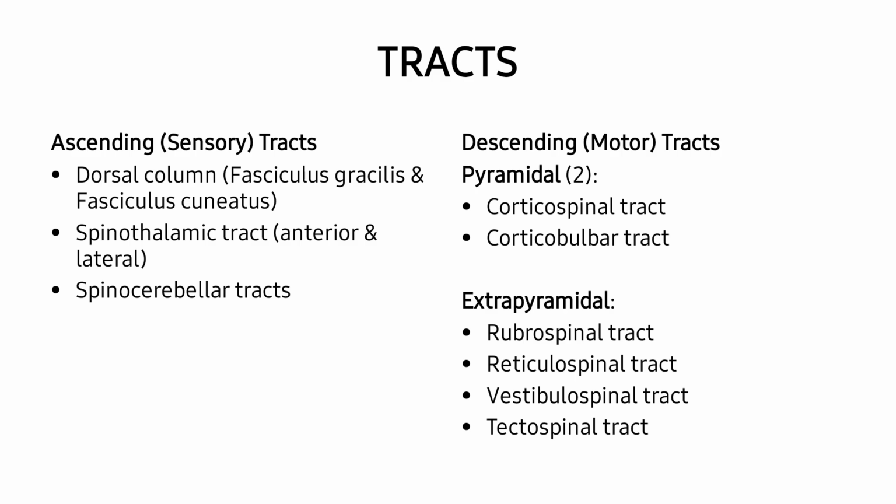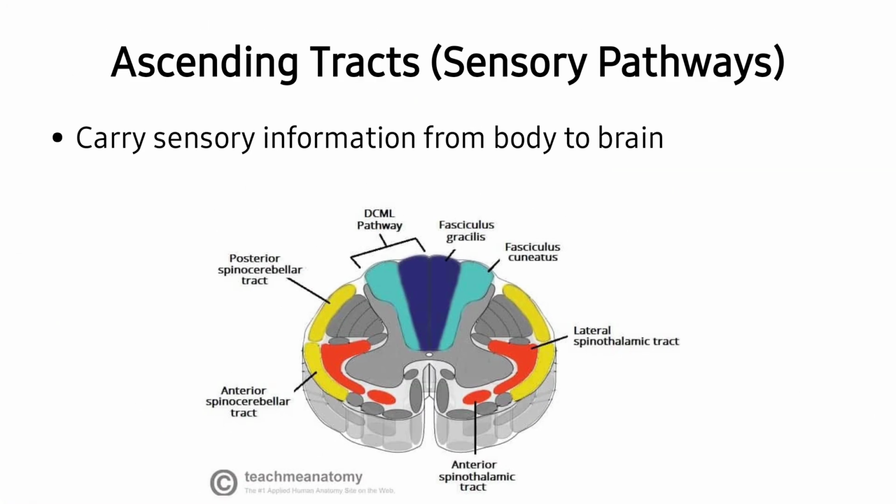Okay, so starting with ascending tracts, remember ascending tracts are carrying information or sensory information from the body to the brain. So this gives you a picture of the spinal cord and where some of these tracts are located. So remember, I said the spinal cord can be separated into funiculi. Okay, so these funiculi are just more like columns where these tracts run. Okay, and this diagram is showing us the ascending tracts specifically.